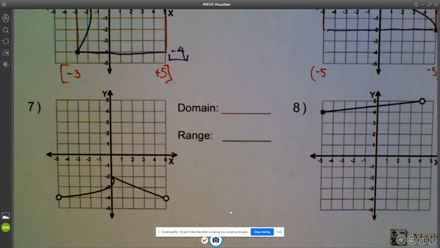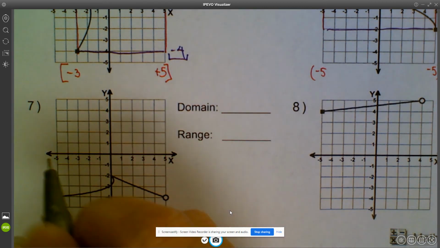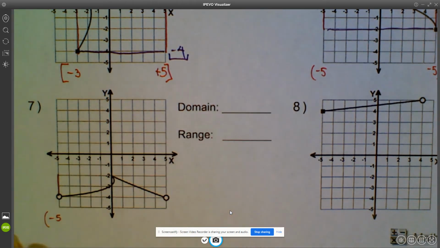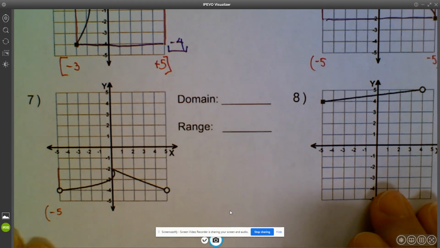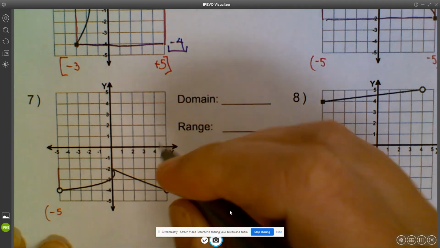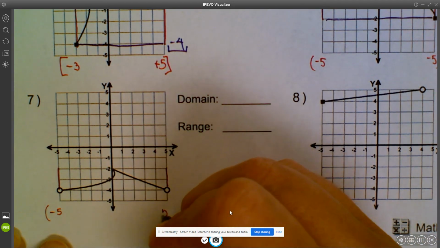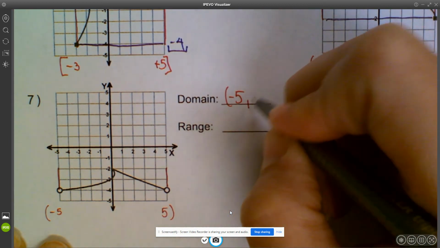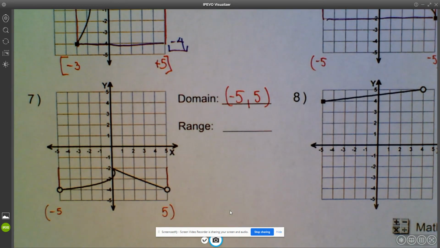Okay, number 7. My domain, remember, considers my possible x coordinates. And so it looks like my least x coordinate, my smallest, is down here at -5, and it's an open circle, so we need a parenthesis there. And it travels to the right all the way until this boundary where x equals +5. And again, that's an open circle. So my domain goes from -5 to +5, both exclusive. We do not include the endpoints.